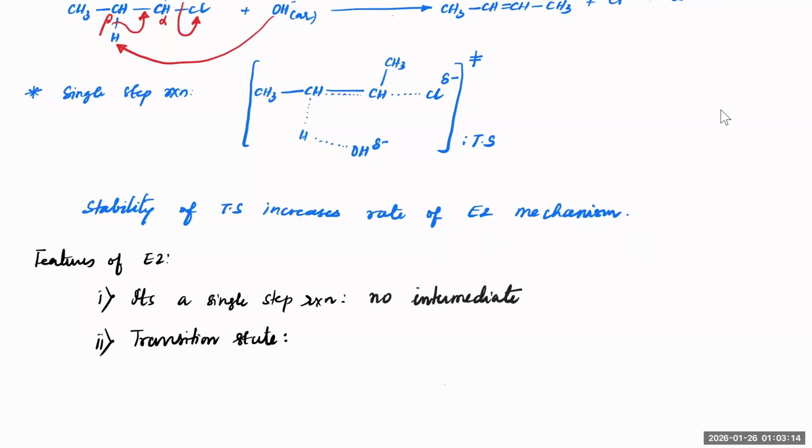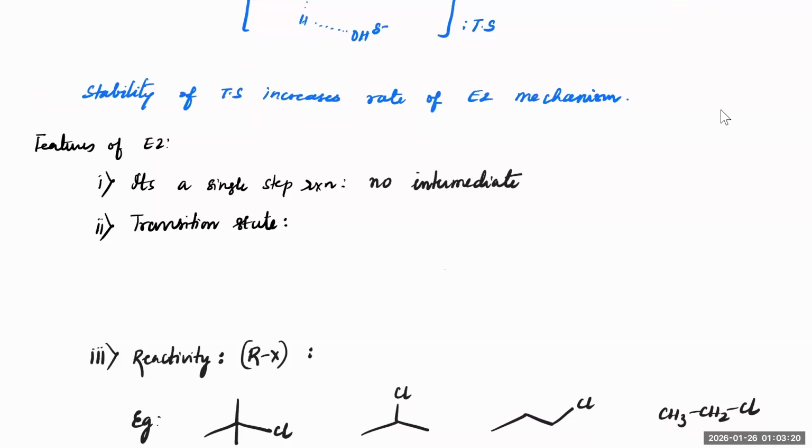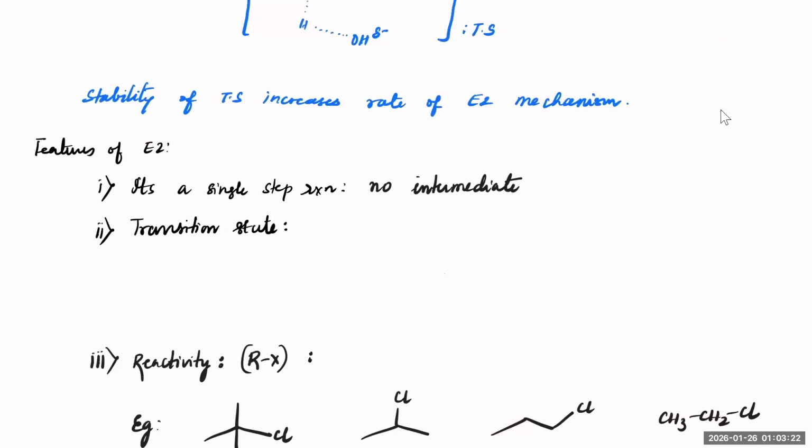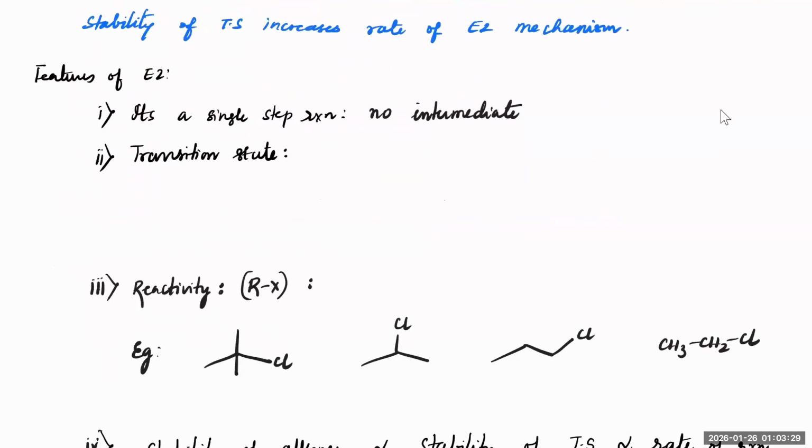So next, check out what the features of E2 are. See, like I said, it is a single step reaction. No intermediate is forming. How does the transition state look like? Let me copy it once again. So this is how the transition state looks like.